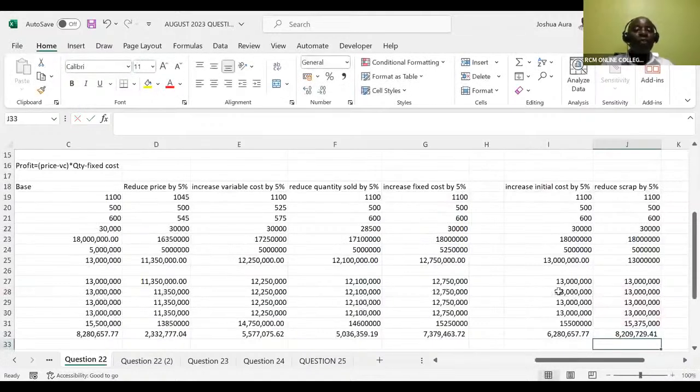So is there anybody who was able to get this 8209? Opposite of adverse variance, Miriam, is favorable, but we don't do sensitivity analysis, favorable sensitivity. Always sensitivity analysis is for adverse.